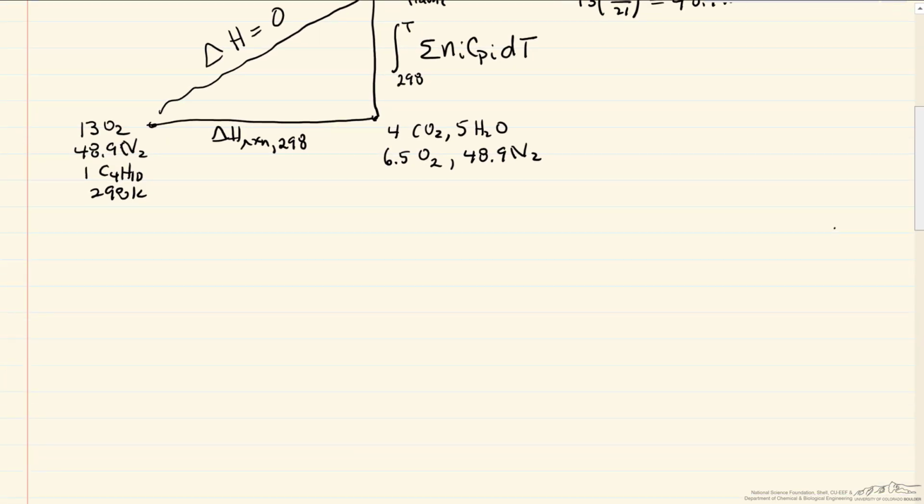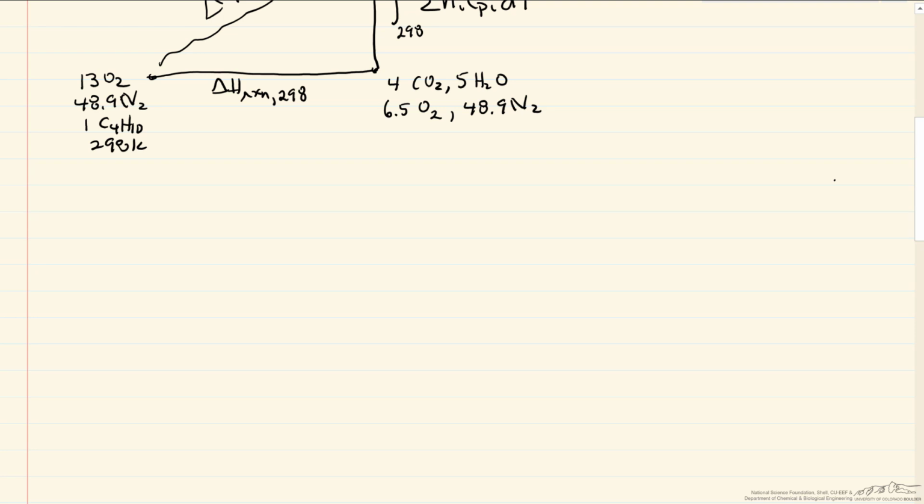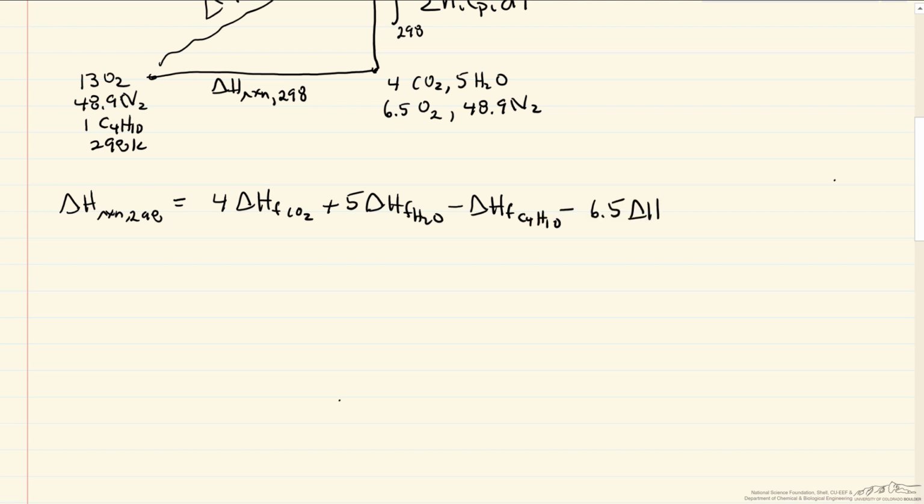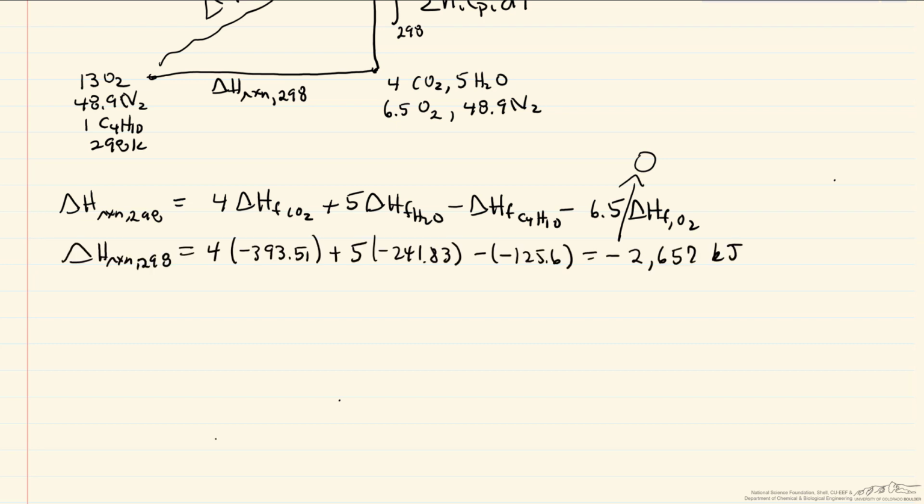So let's first calculate the heat of reaction at 298. The heat of reaction at 298 is going to be 4 times the heat of formation of CO2, since it's 4 moles, plus 5 times the heat of formation of water, minus the heat of formation of butane, minus 6.5 times the heat of formation of O2. Of course, this is 0 because oxygen is an element. Now I can look up the values. Let me pause and write down these values I take from a table. So here's the heat of reaction at 298.